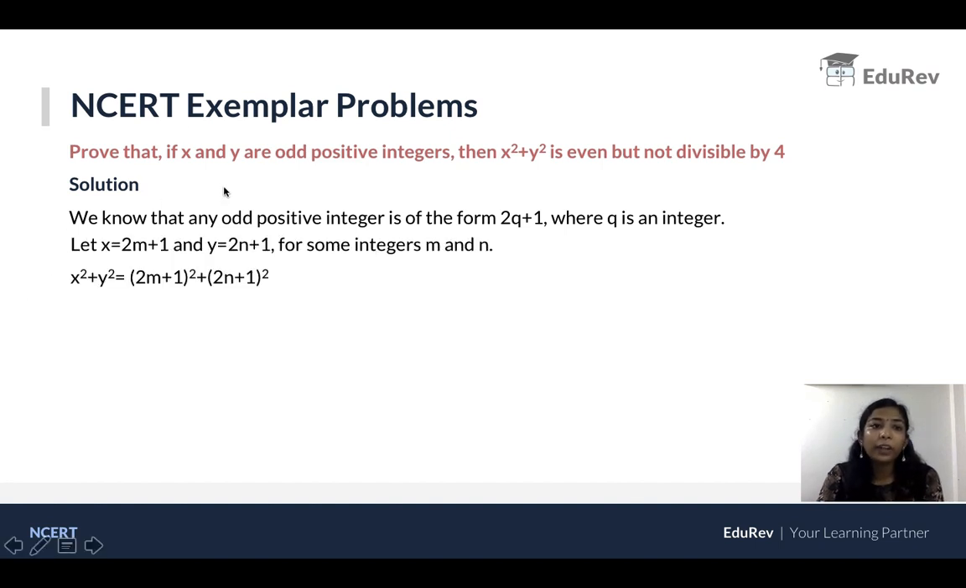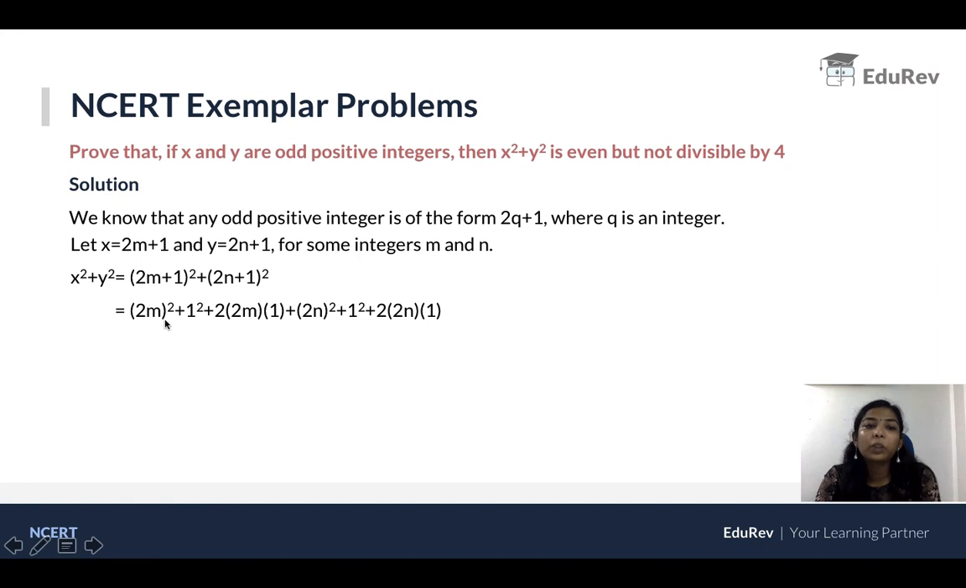So what I'm going to take is, x is equal to 2m plus 1 and y is equal to 2n plus 1 where m and n are some integers. So I'm taking my LHS part, x square plus y square. What can I write it as? 2m plus 1 whole square plus 2n plus 1 whole square. You know already the formula of a plus b whole square. What is that? a square plus b square plus 2ab. I'll be applying it for this part. What will that be? 2m whole square plus 1 square plus 2 into 2m into 1. And for this, 2n whole square plus 1 square plus 2 into 2n into 1.